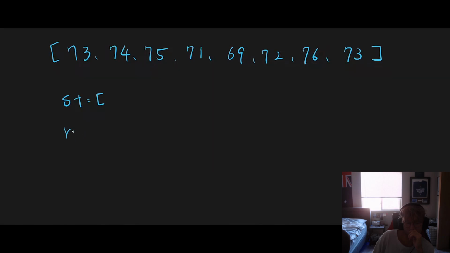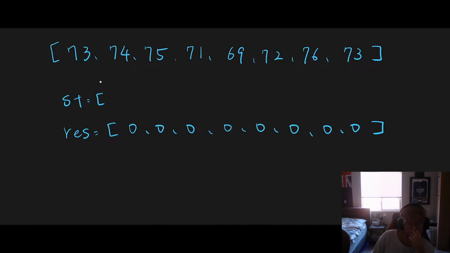So create a result variable and initialize it with all 0s. This 0 is very important, so you'll see why later. So 0, 0, 0. How many days? 1, 2, 3, 4, 5, 6, 7, 8. Like this.